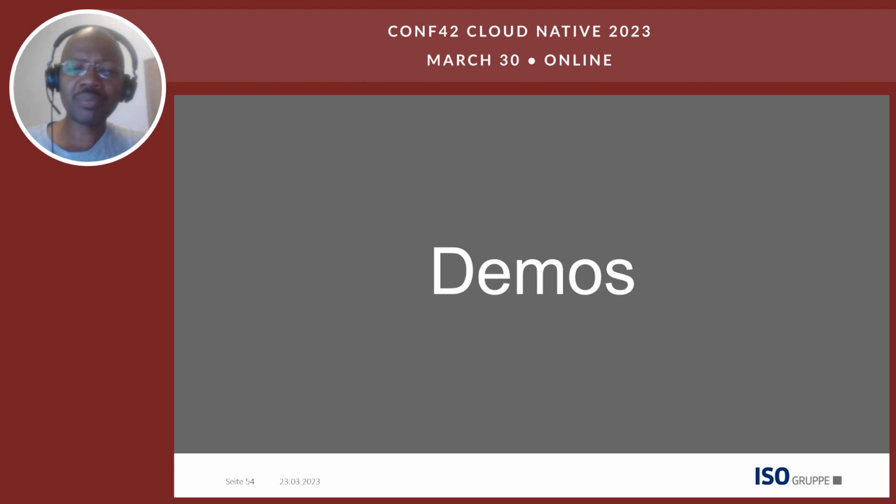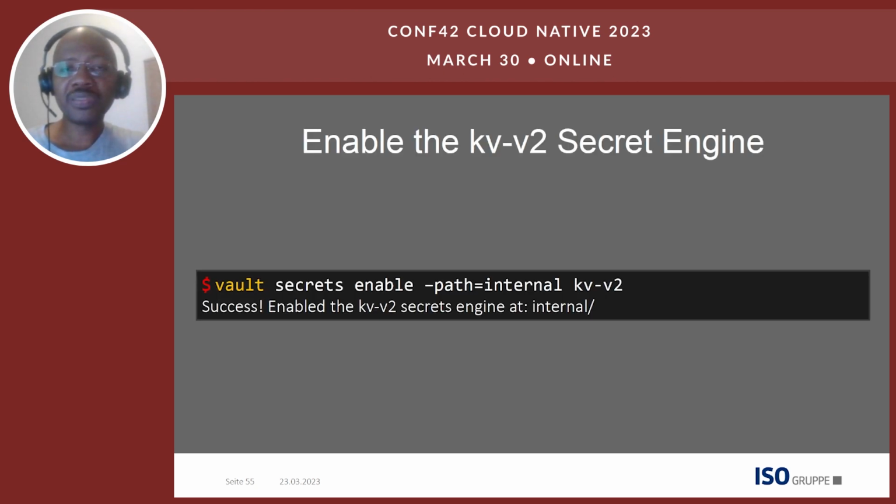Because the steps of my demo are a bit extensive, I have simply created slides of the demo instead of doing everything manually. So the first step of this demo will be to enable a secret engine on my HashiCorp Vault server. I could do it with the following command.